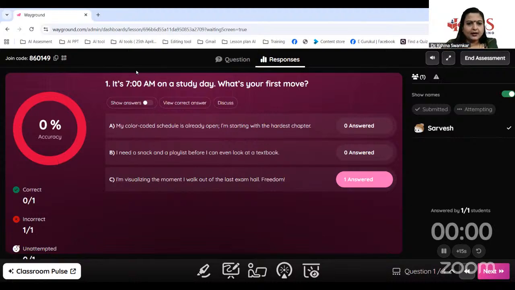It's okay. Now, the first question is: it's 7 a.m. on a study day. What's your first move? What will you do? The first option is my color code schedule is already open, I'm starting with the hardest chapter. I need a snack and playlist before I can even look at the textbooks. I'm visualizing the moment I walk out of the last exam hall. Freedom. Oh my God. Sarvesh has given this answer.